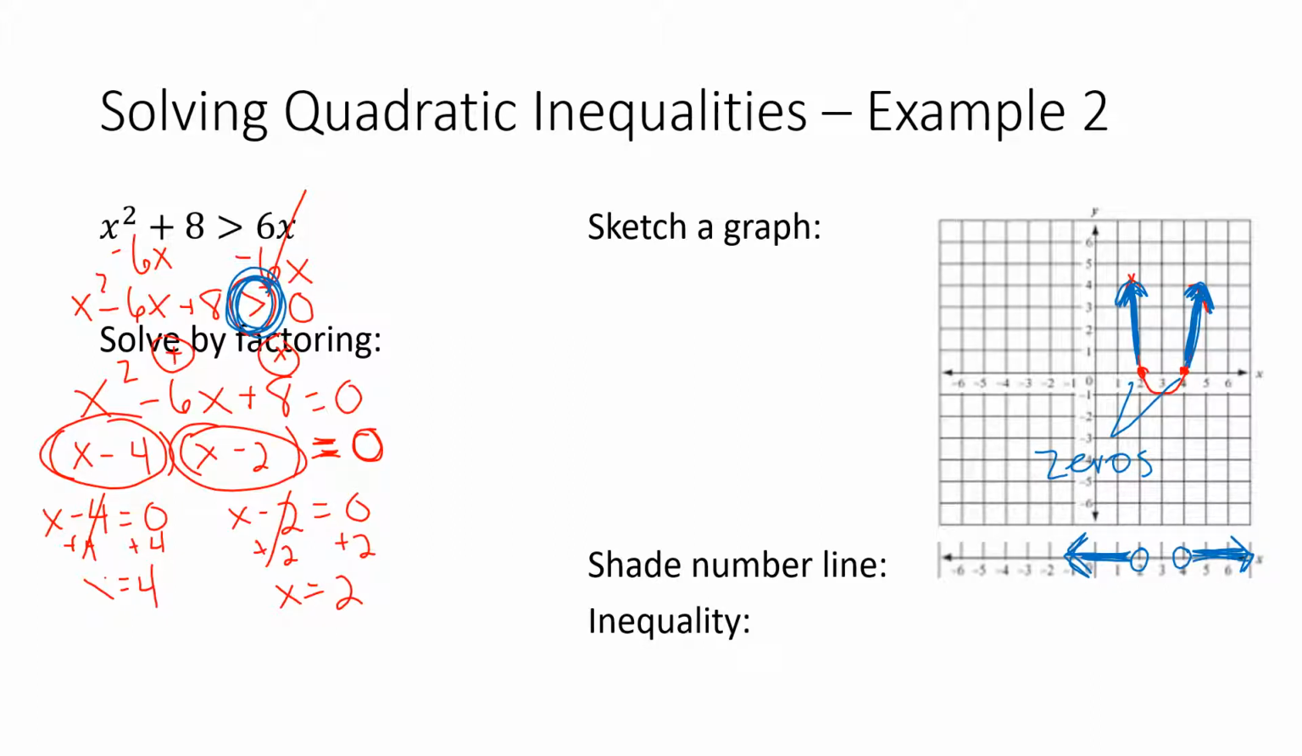And if I want to write my answer as an inequality, I have 2 separate shaded regions, so I'm going to have 2 separate inequalities. The left-hand side, I'm shading from 2 downward, so that's going to be x is less than 2. And for the upper shaded region, I'm shading everything above 4, so that's going to be x is greater than 4. And that's my final answer.